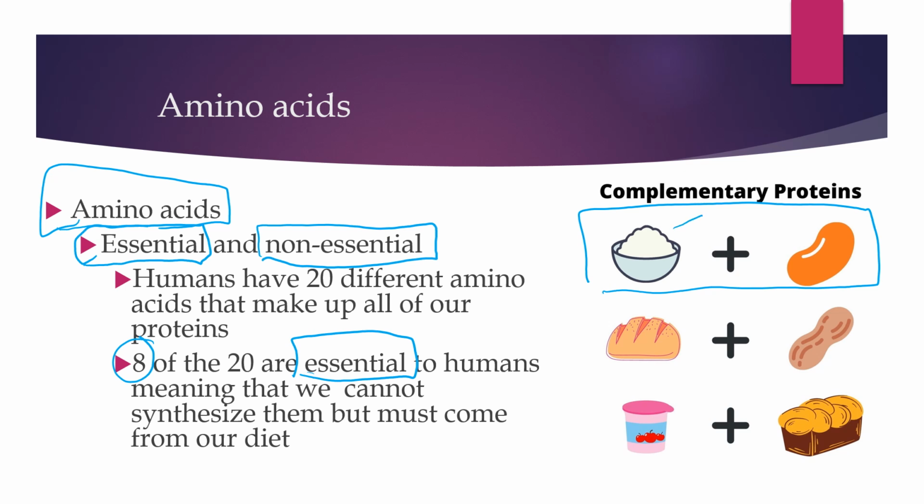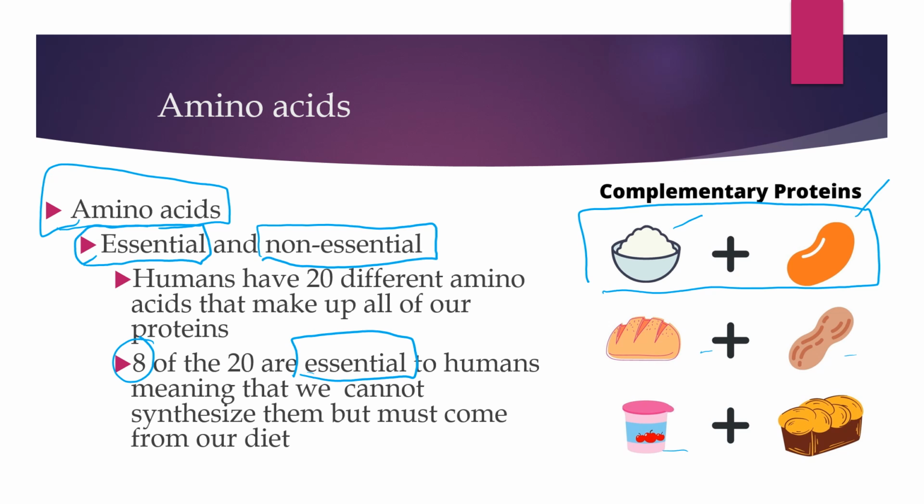So rice, for example, is missing, I can't remember if it's 2 or 1 of the essential amino acids, and beans is missing 1, but it's not the same one as rice. So when you put them together, you get all of your essential amino acids. So that's peanuts and bread, and this is yogurt, but yogurt is milk, so it's made from milk, so it has all the essentials. So you can get all your essential amino acids by combining.